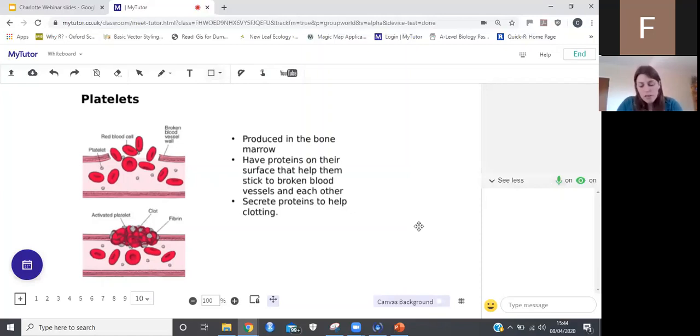So if you ever get a scratch on any part of your body, on your hand, say, it's platelets that cause that clotting of the blood and then help to form that scab over the top. It's a protein called fibrin that they use, and it binds all of the platelets together and forms that clot to block that breakage in the blood vessel and allow the blood to keep carrying on uninterrupted. So we need to remember that our platelets are for blood clotting.